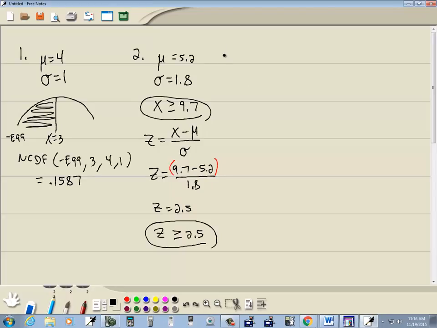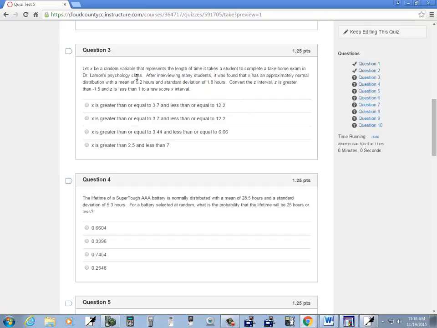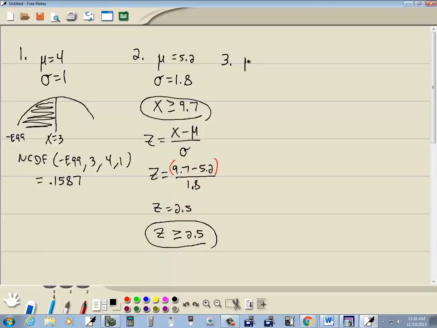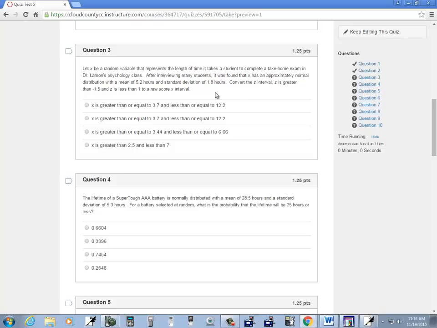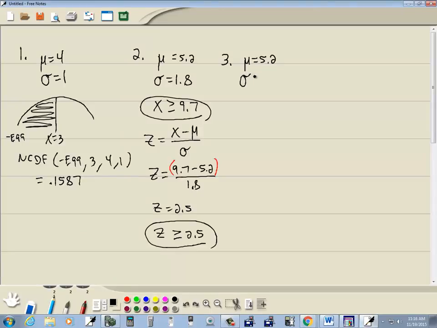Okay, 3. Let x be a random variable that represents the length of time it takes to complete the exam. Okay, same wording. After interviewing many students, found x is approximately normal with a mean of 5.2, and a standard deviation of 1.8 hours. Okay, so that's the same.